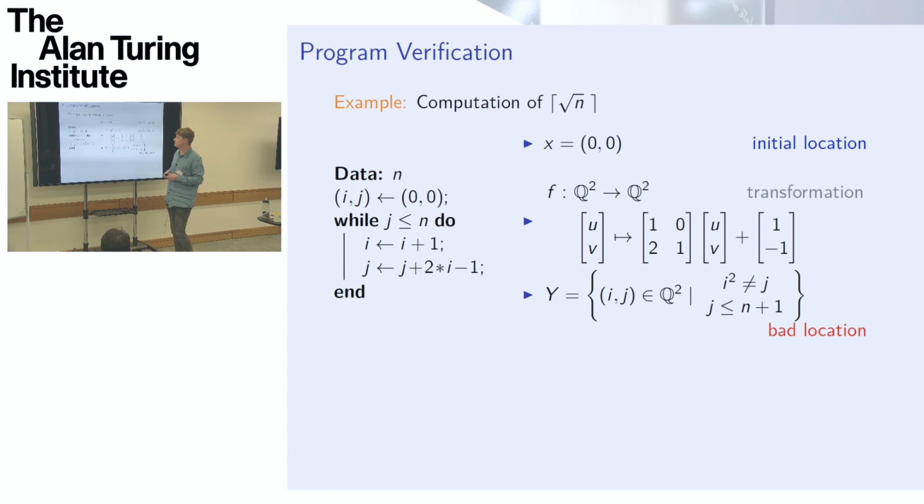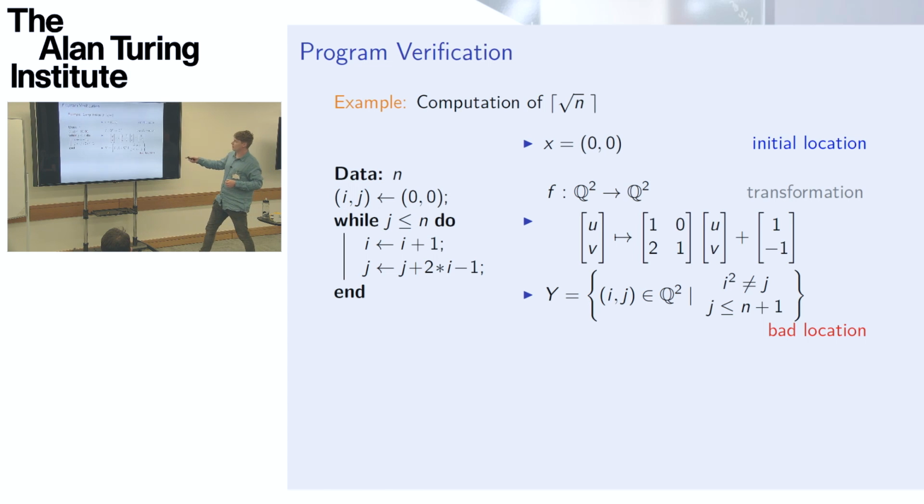I can say that my start vector x is (0, 0). It's the start of my program. And then my function is what's happening in the loop. So it's exactly: to a vector (u, v), I multiply by this matrix that you see here, and then I add (+1, -1). So this is the dynamical system that is actually underneath this program. And then let's say I set this bad location that I want to avoid. So now it's a set, it's not just a vector.